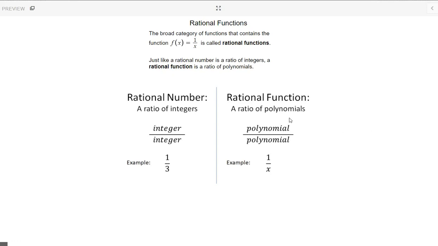Welcome back. Today we want to talk about how we can rough sketch graphs of rational functions. So first we want to talk about what rational functions are. Just like a rational number is a ratio of two integers, a rational function is a ratio of two polynomials. So with rational numbers, you have a number divided by a number. With a rational function, you have a polynomial divided by a polynomial.